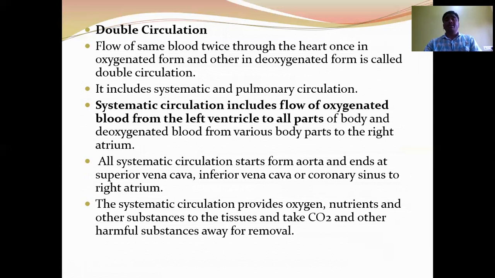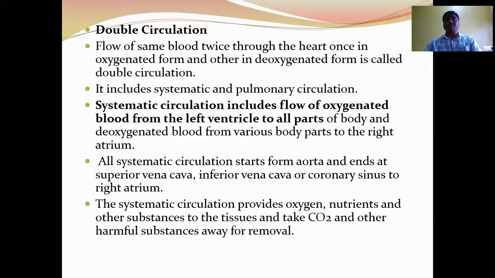Next, double circulation. The flow of the same blood twice through the heart, once in oxygenated form and another in deoxygenated form, is called double circulation. It includes systemic and pulmonary circulation. Systemic circulation includes flow of oxygenated blood from the left ventricle to all parts of the body, and deoxygenated blood from the various body parts to the right atrium.